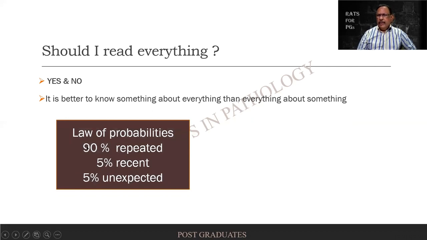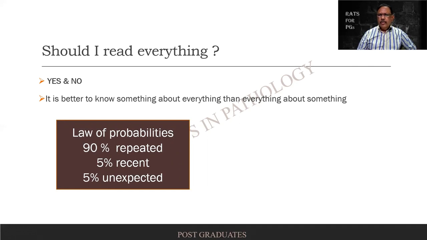And always there is a probability. Whenever there is something that is hurting, there will be something that is encouraging also. This is my understanding. 90% of the questions will be repeated. 5% might be from the recent techniques, advances, or developments. And 5% may be totally illogical, unexpected, or out of context. So 90% is repeated. Always this 10% is supposed to differentiate the varying students.